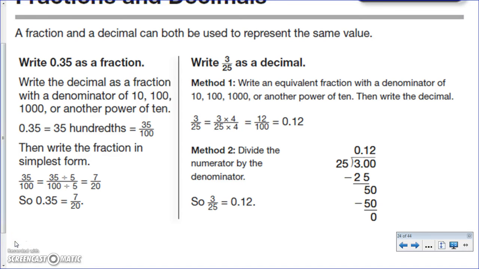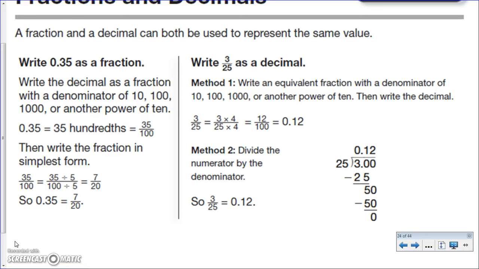Write 3/25ths as a decimal. So there's two methods here. One, you can write an equivalent fraction with a denominator of 10, 100, 1,000, or another power of 10. When you have a number that easily goes into a power of 10, like 25 easily goes into 100, you can just multiply the numerator and the denominator by the same number to get it up into hundredths. So in this case, I multiplied 3 and 25 by 4 because 25 times 4 equals 100. And whatever you do to one part of a fraction, you have to do it to the other. So they multiplied 3 times 4, which gets us 12. So we get 12 hundredths.